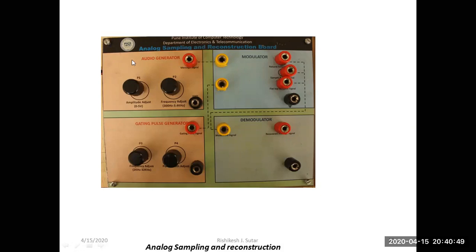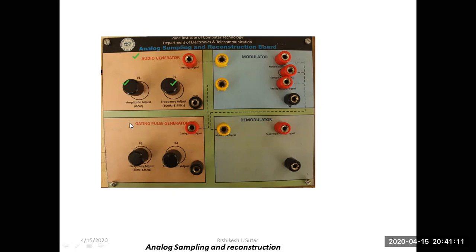This experimental board has four sections. First is audio generator section. Audio generator section will provide me modulating signal. I can adjust amplitude of modulating signal with the help of amplitude adjust potentiometer. I can adjust frequency of modulating signal with the help of frequency adjust potentiometer.